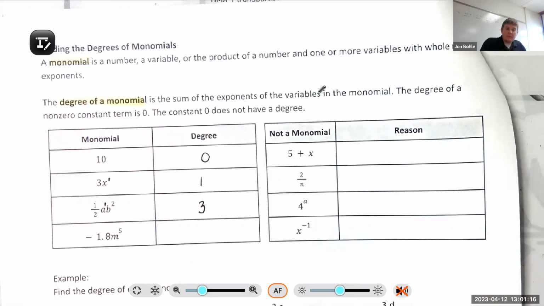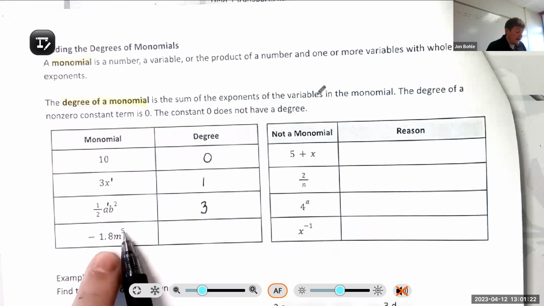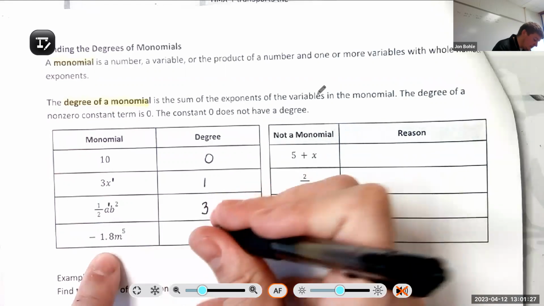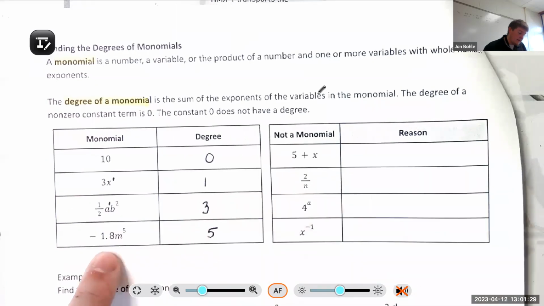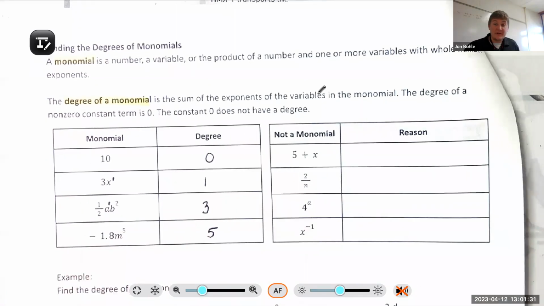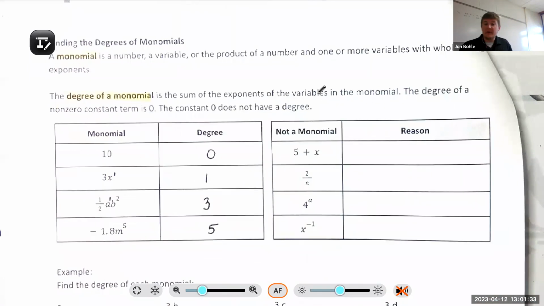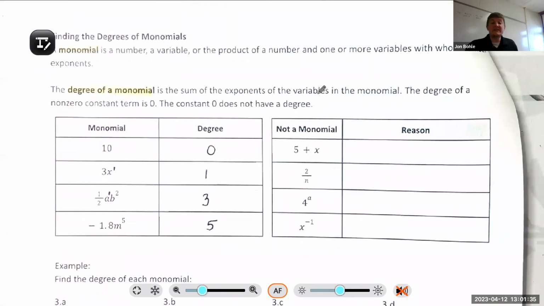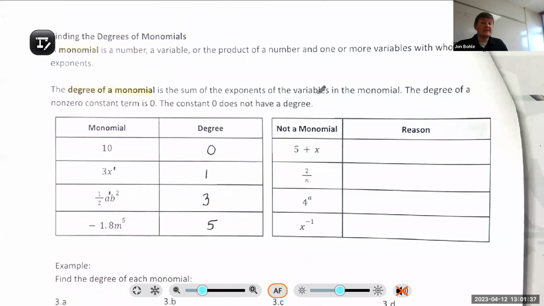Okay, then negative 1.8m to the 5th. Again, we're going to take the exponents on the variables and add them together. Here we only have a 5, so our degree is just going to be 5. Okay, so those are the degrees of monomials, and these are all examples of monomials. So let's go ahead and determine some things that are not monomials and why they're not.